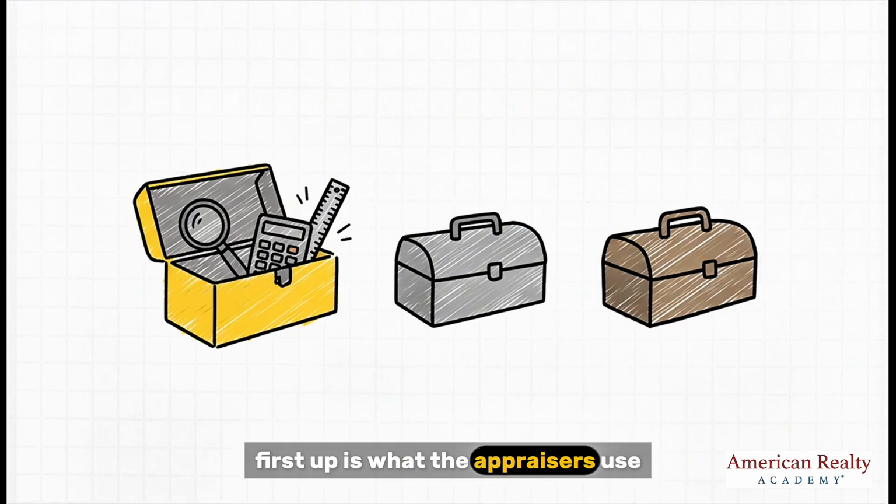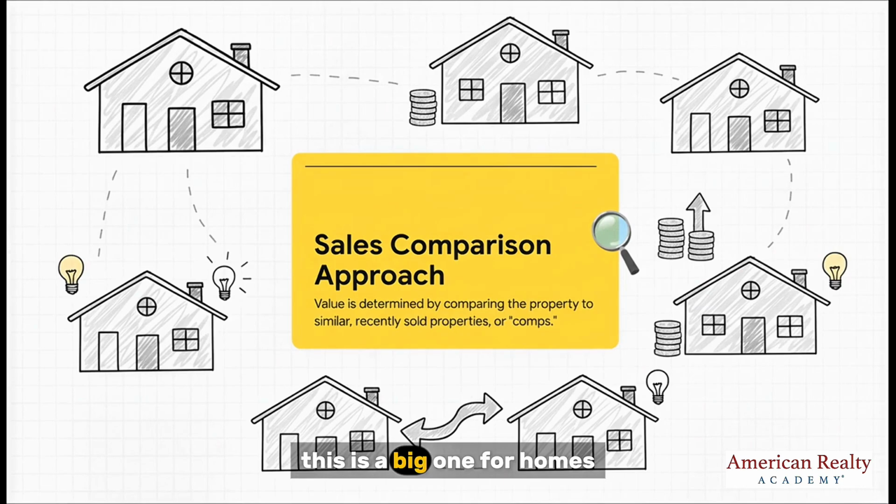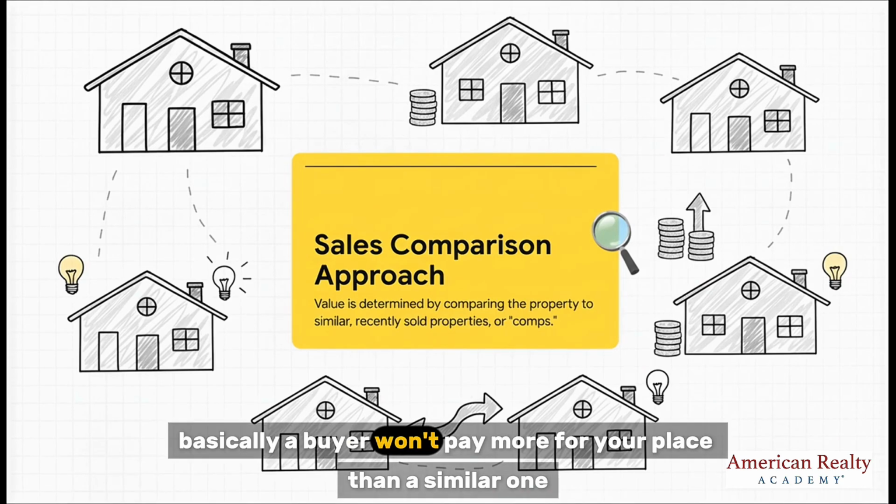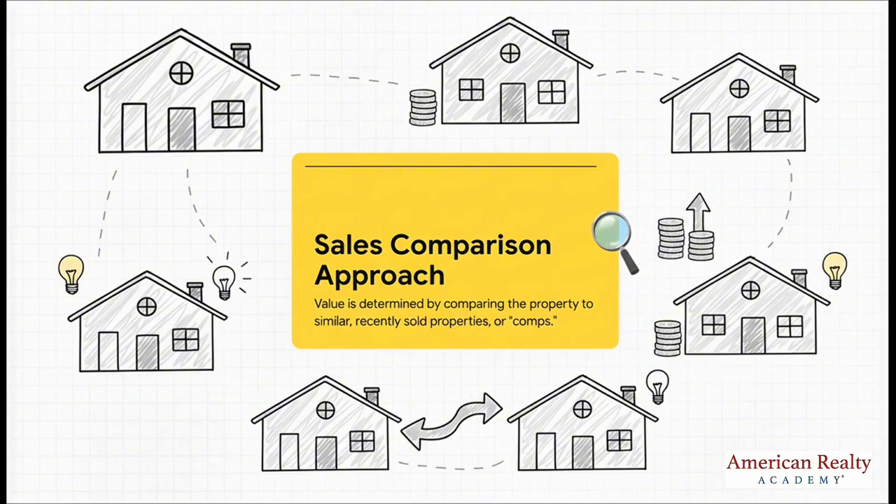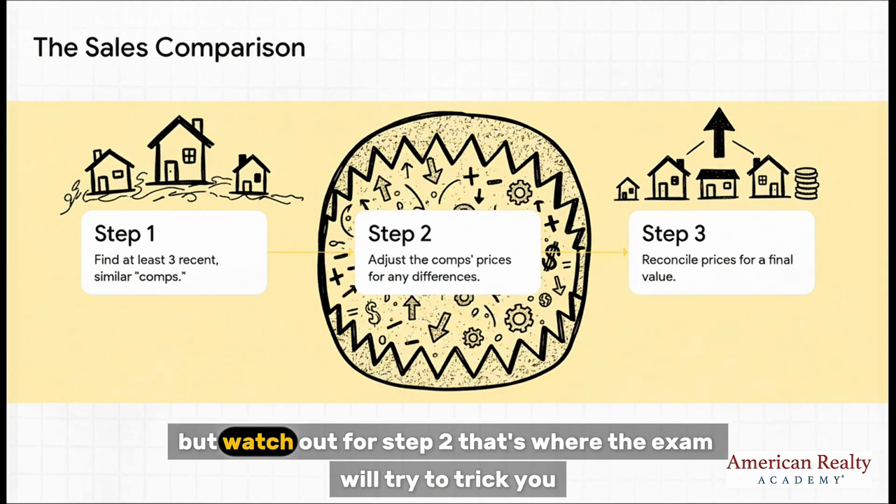First up is what the appraisers use. This is a big one for homes. Basically, a buyer won't pay more for your place than a similar one. The process looks easy, right? But watch out for step 2. That's where the exam will try to trick you.